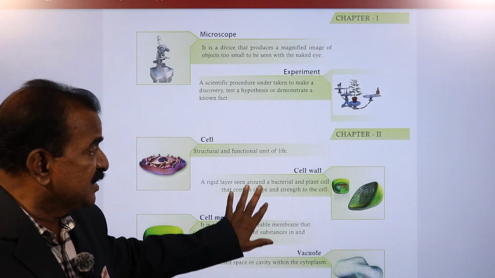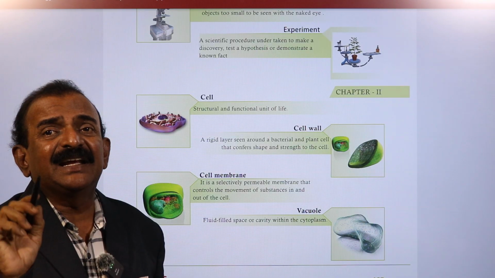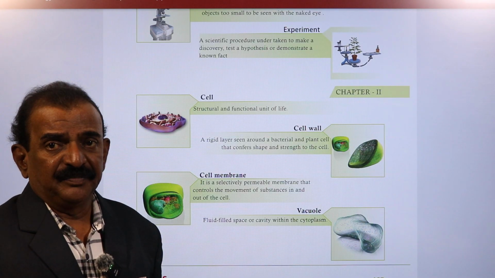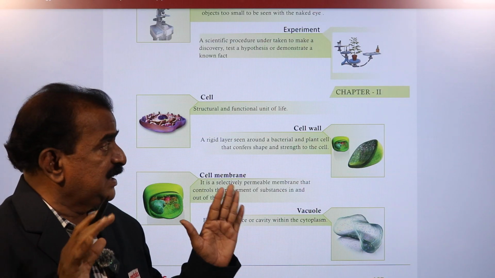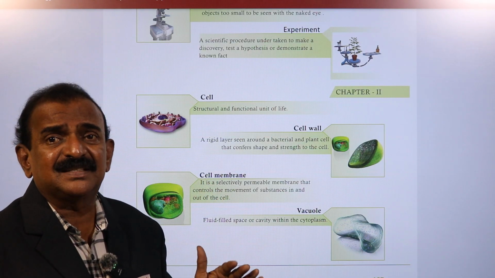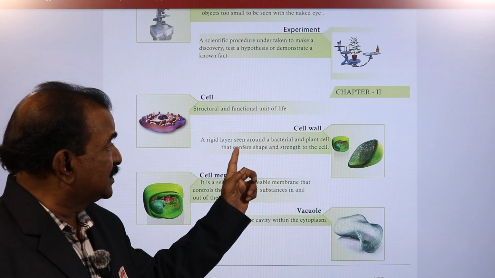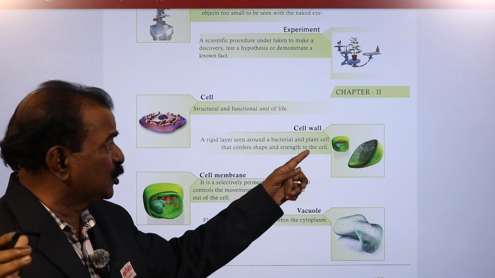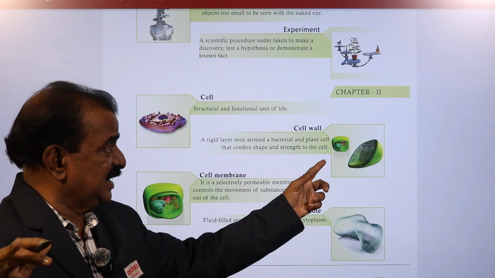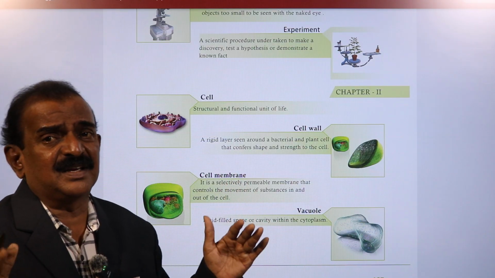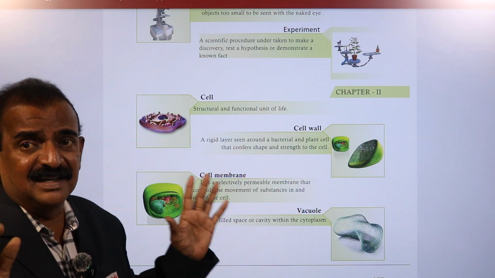Here you are observing the cell wall. The cell wall is present in plant cells only, and it is the outermost part. It is absent in animal cells. It is a rigid layer seen around bacterial and plant cells that confers the shape and strength of the cell. So we observe the cell wall in bacteria and also in plant cells. It is a rigid layer.